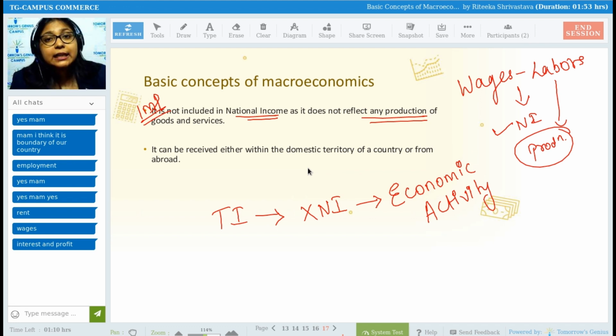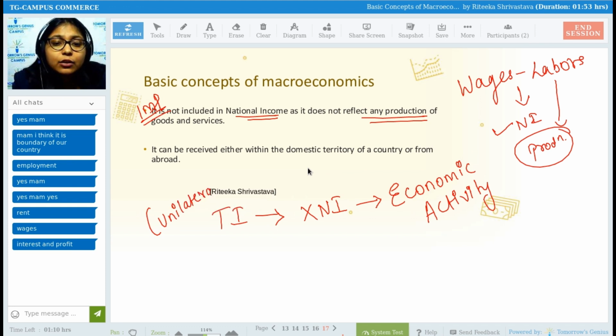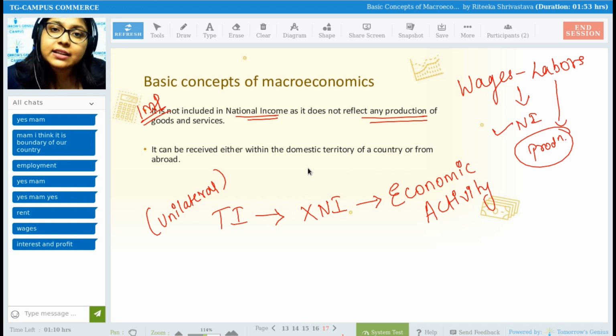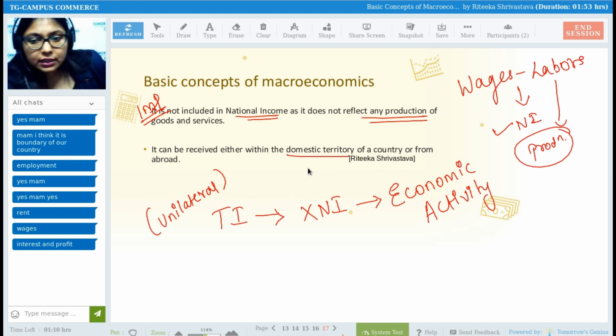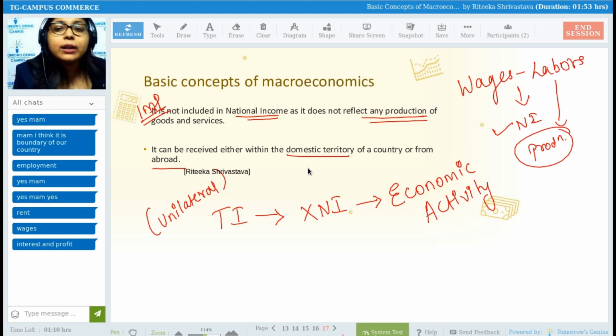So transfer incomes are basically those kinds of non-economic activity which are one-sided, and that is why they are also called a unilateral concept or one-sided concept. Only one person is giving the money. In return, the other person is not providing any kind of products or services. Such kinds of incomes are called transfer incomes. It can be received either within the domestic territory of a country or from abroad.